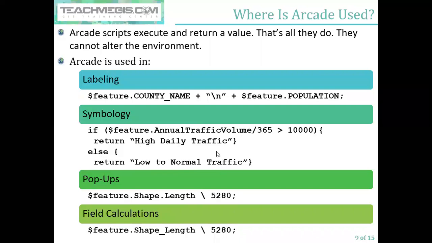So what you're going to see in the unique value legend here are two entries, high daily traffic and low to normal traffic, even though you don't have a daily traffic column in your table. And I'll show you an example of that in a minute.